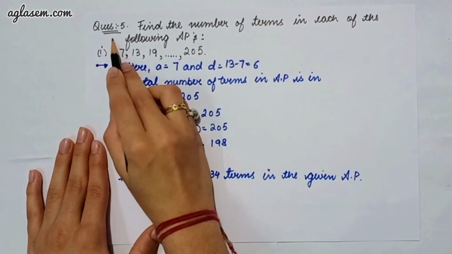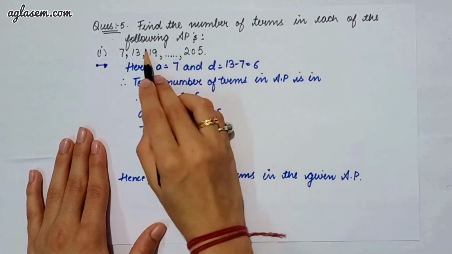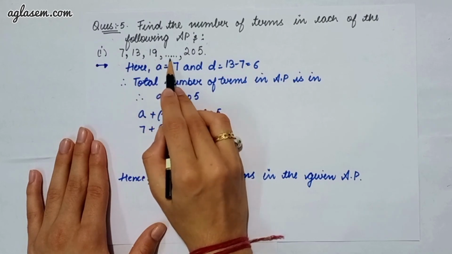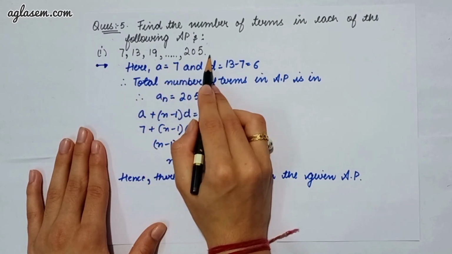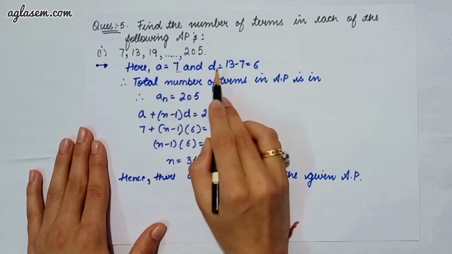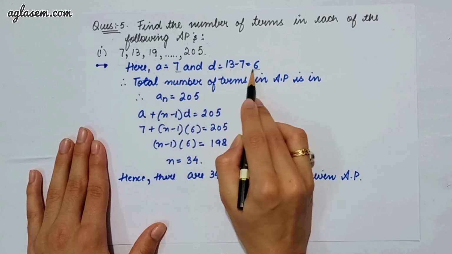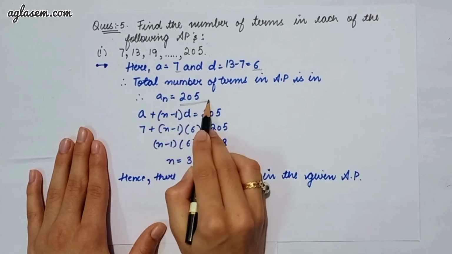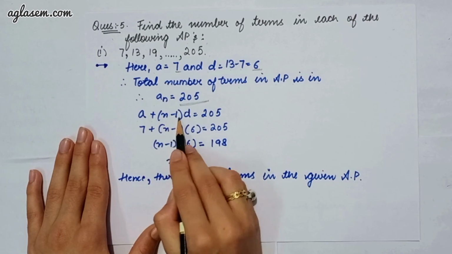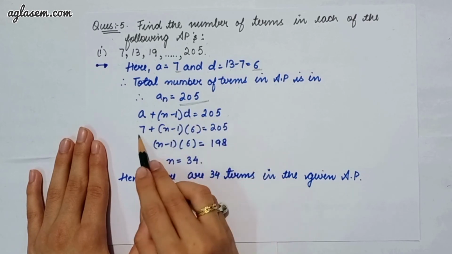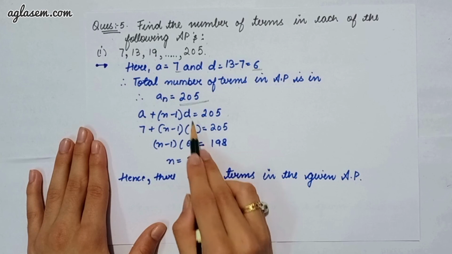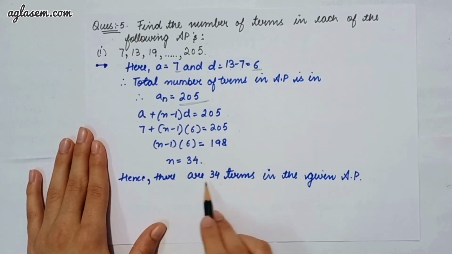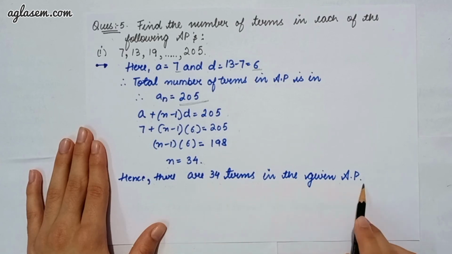Moving to our fifth question, which says find the number of terms in each of the following arithmetic progressions. So here 7, 13, 19, dash, dash, dash, 205. So here a is given, that is 7, and d is given, that is 13 minus 7, that is 6. So total number of terms in the arithmetic progression, an, is 205. So a plus n minus 1 into d will give you 205, and 7 plus n minus 1 into 6, that is the value of d, is equal to 205. So here n will come as 34. So there are a total of 34 terms in the given arithmetic progression.